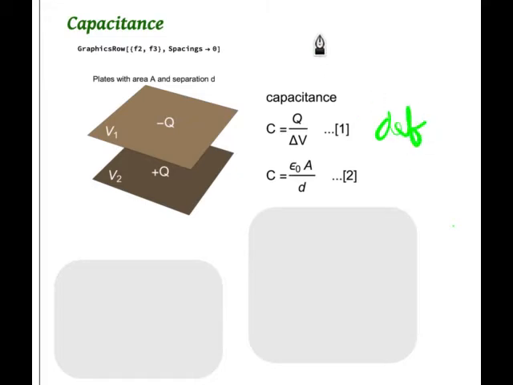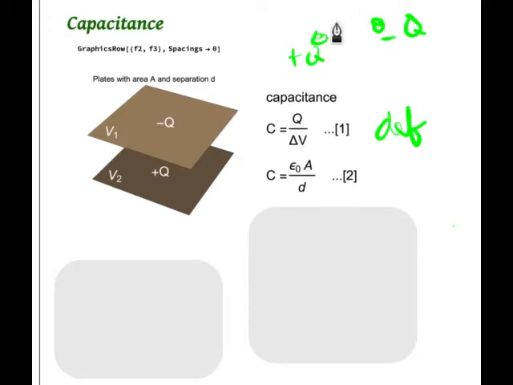Remember, a capacitor has two conductors with equal but opposite charge, plus or minus Q. So plus Q, minus Q, and potential difference delta V. All right, so the definition of the capacitance is Q over delta V. So it's the charge of the capacitor divided by the potential difference between the two conductors.